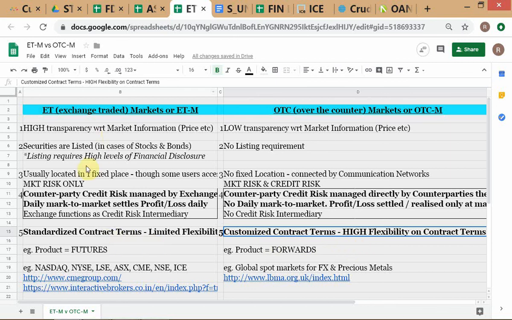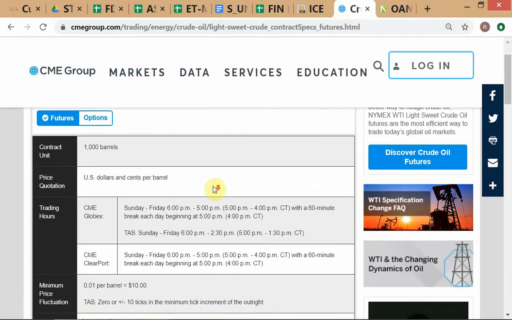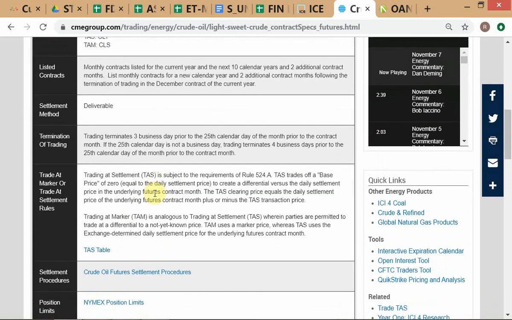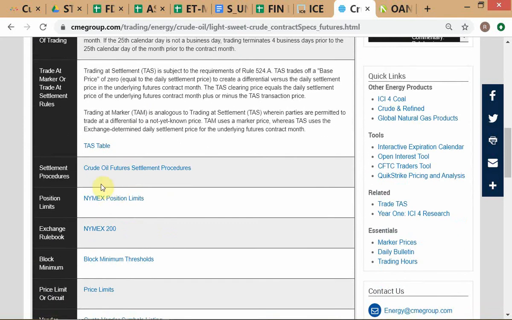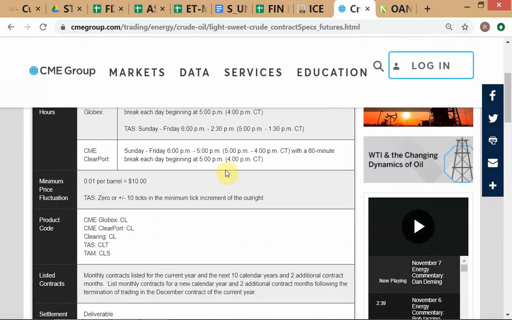So there are some other differences which we don't need to worry about. We are basically concerned with only two things. Highly standardized: you should check out some of these contract terms to see how highly it is standardized. The termination of trading, settlement prices, settlement procedures, what kind of crude oil can be delivered. You can't take crude oil from Saudi Arabia and deliver into this contract because it's not covered. Okay. So everything is specified, highly constrained, no flexibility.